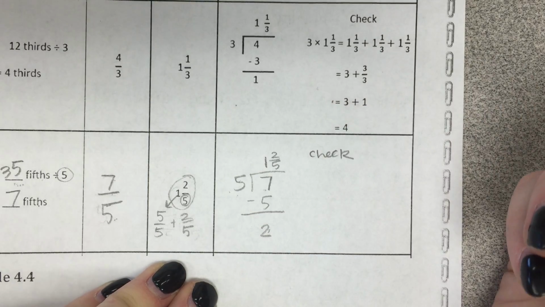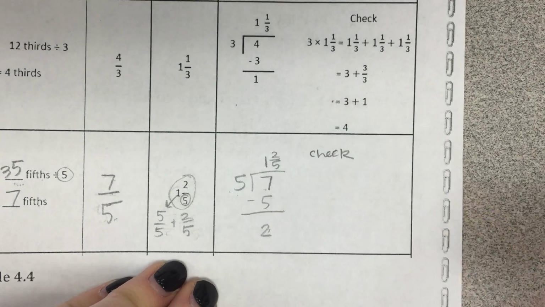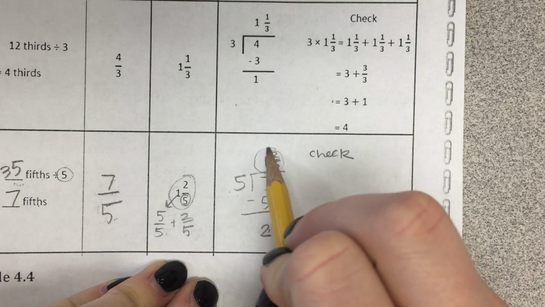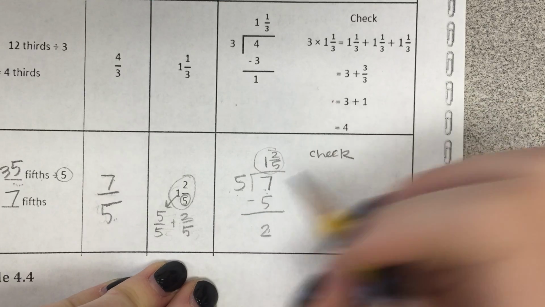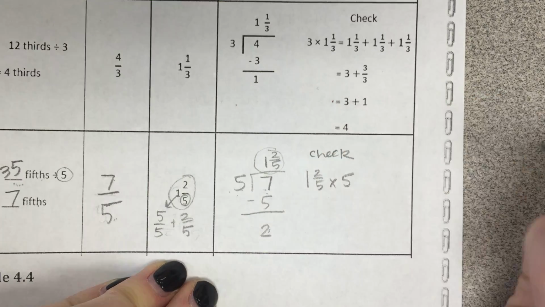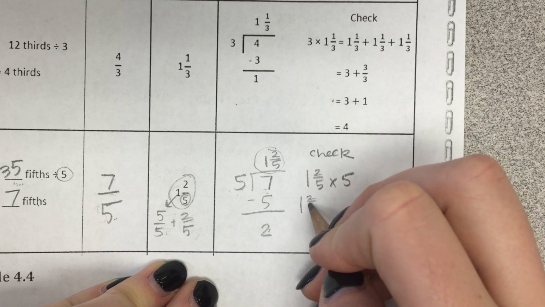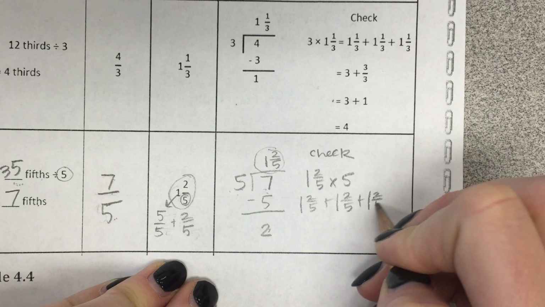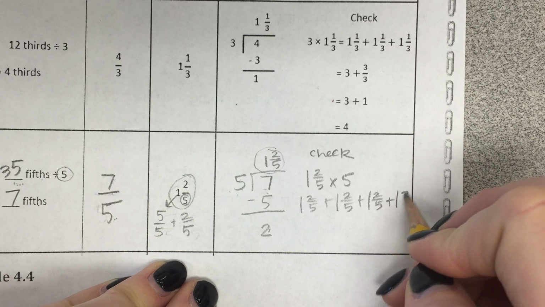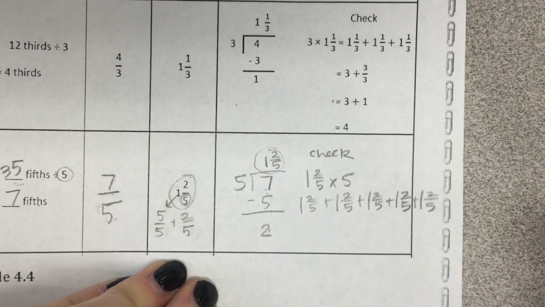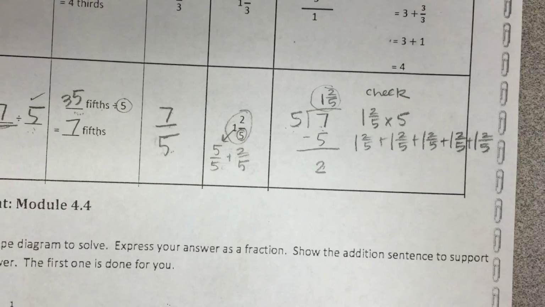To check, we can use the inverse operation. So the opposite of division is multiplication. So we're going to take our answer and multiply it times 5 to see if we get 7. 1 2/5 times 5. That's the same as 1 2/5 plus 1 2/5 plus 1 2/5 plus 1 2/5 plus 1 2/5. Repeated addition is another way of doing multiplication.